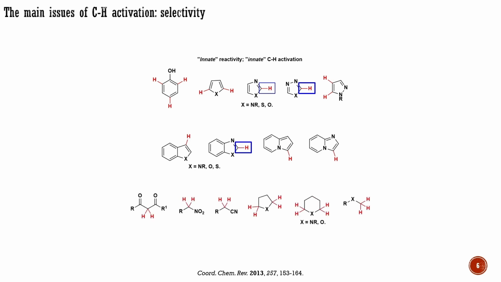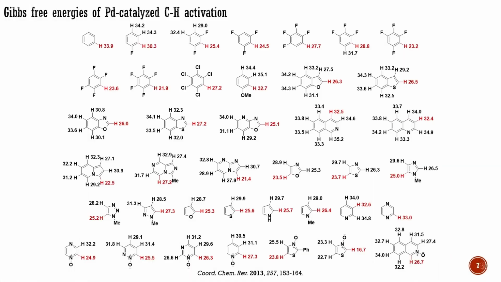Among saturated heterocycles, the most reactive CH bonds are located at the alpha position to the heteroatom. Here as well, the presence of a heteroatom makes the alpha CH bonds more acidic. It should be noted that depending on the reaction conditions and especially on the used transition metal, the reactivity may alter. Most of the studies in this field were performed using palladium-based catalysts.